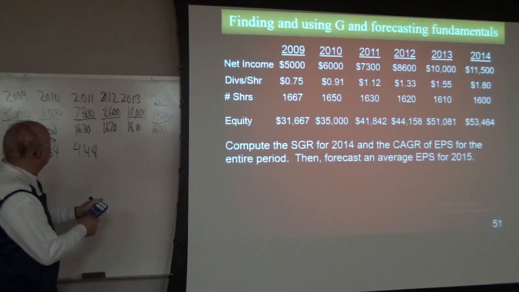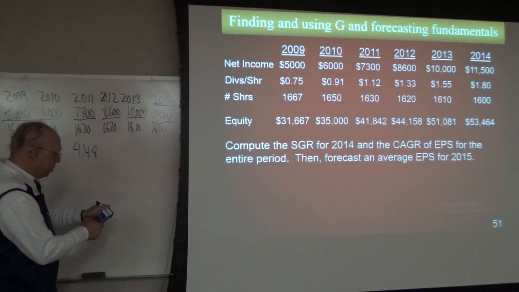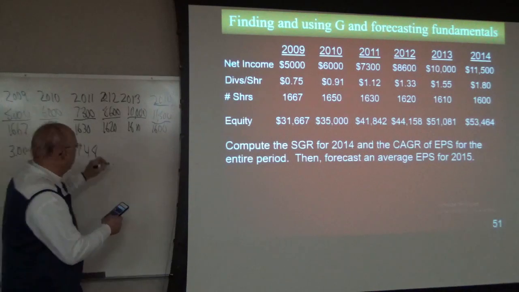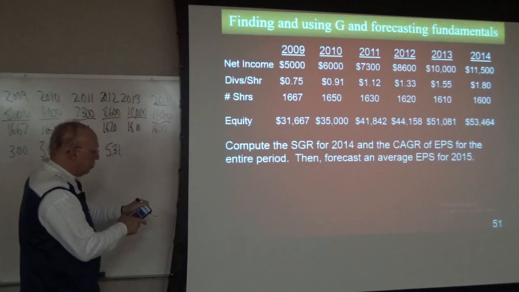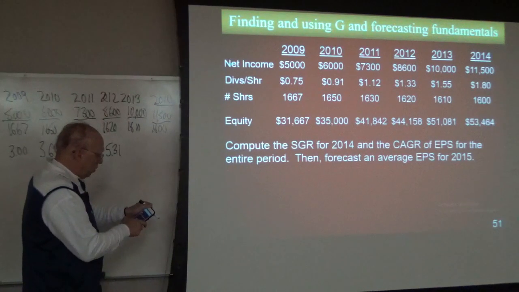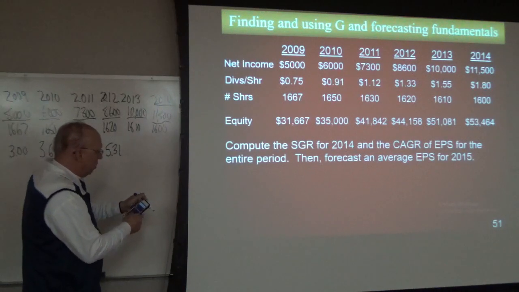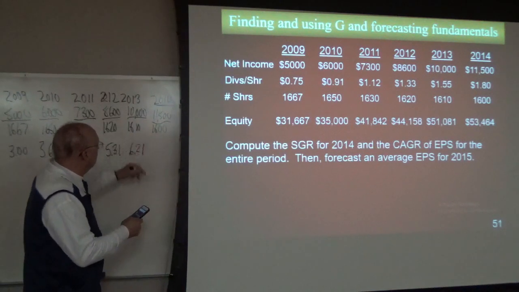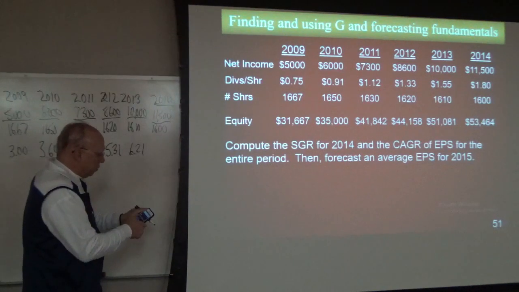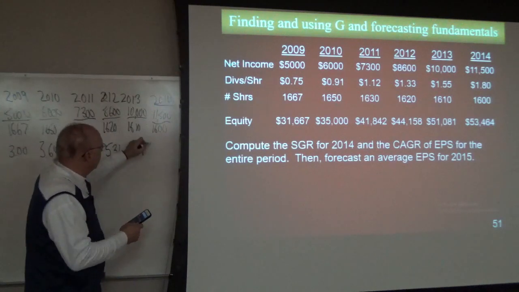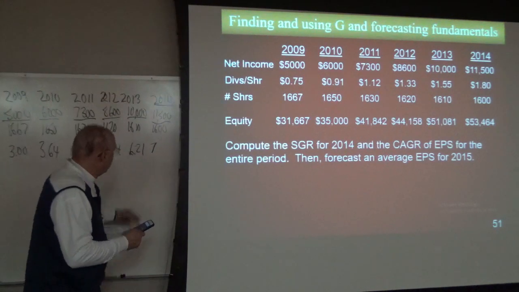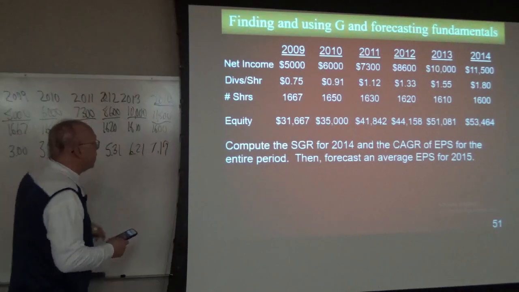And we have 8,600 divided by 1620, $5.31. And we have 10,000 divided by 1610 is $6.21. And then we have 11,500 finally divided by 1,600, and we have $7.19. So let's go ahead and CAGR that.